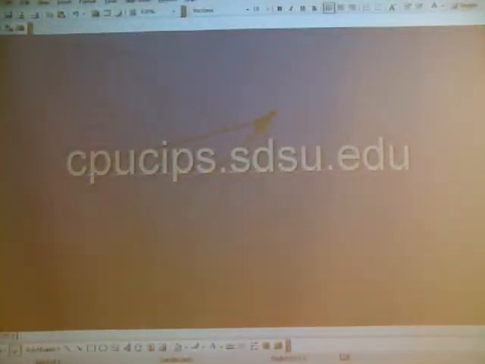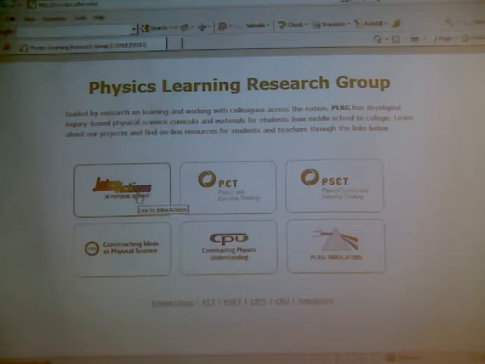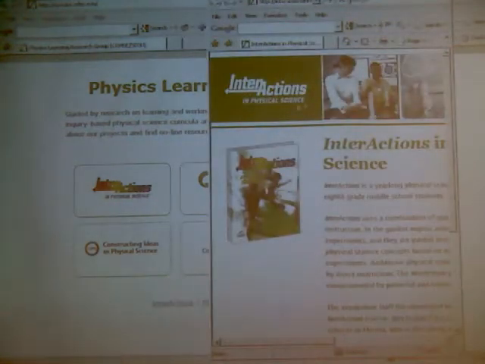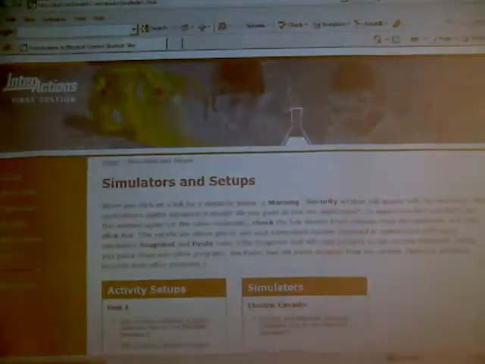The question that we want to answer is, how do multiple forces affect motion? Now, if you go to the internet and write this website, cpucips.sdsu.edu, you will access this website. Then you will press the interactions icon or button. Then you will go to first edition, student site, simulators, and you will have a list of simulations.